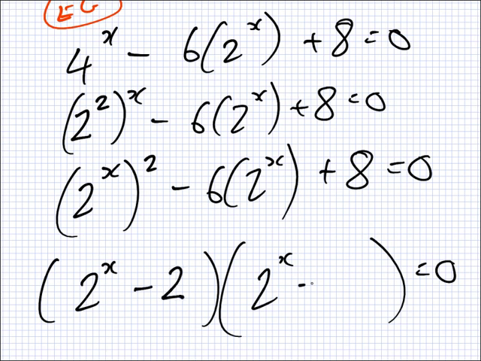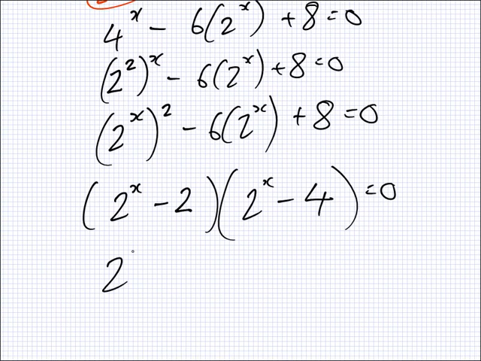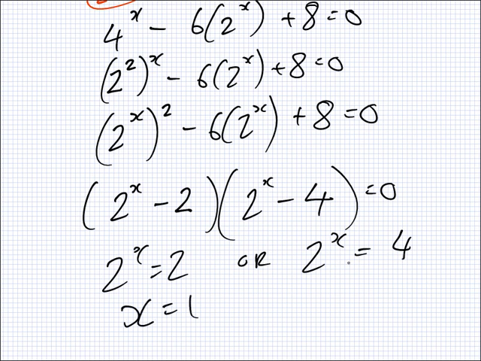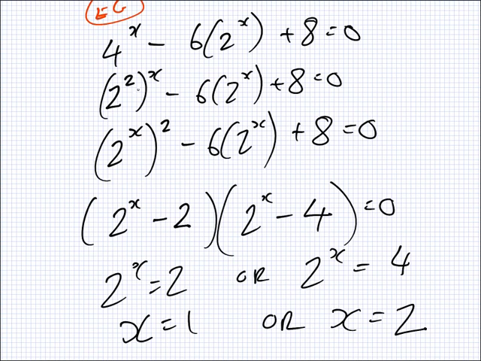Minus 2, minus 4? Yeah, okay. So I get 2 power x equals 2, or 2 power x equals 4. So if 2 power x equals 2, what's x? And if 2 power x equals 4, what's x? 2. But then swapping 2 and x doesn't change them. No, because it's a multiplication. So it doesn't matter.